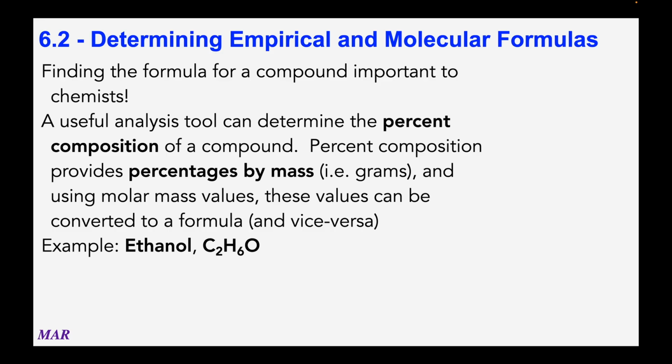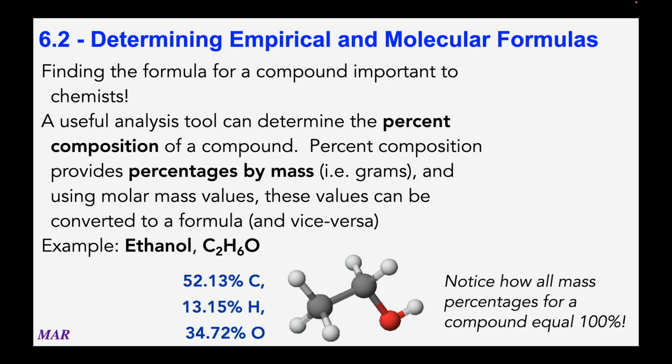As an example of what I mean by this, let's talk about ethanol, which is C2H6O. And ethanol is drinking alcohol. That's nothing you need to know, but it is kind of interesting. So ethanol has carbon, hydrogen, and oxygen. It has 2 carbons, 6 hydrogens, and 1 oxygen. But when you want to find the percent composition, it's 52.13% carbon, 13.15% hydrogen, and 34.72% oxygen.